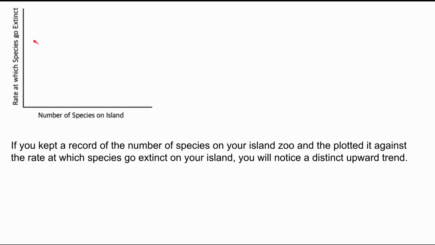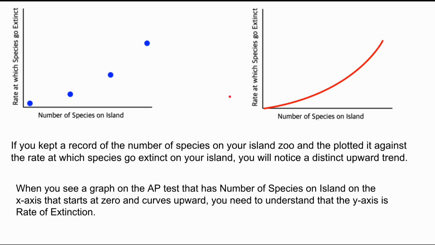So instead of this being distance from the mainland, this is rather the rate of arrival. This is going to be the rate at which species go extinct. Now, if there's only one species on here, there's not much competition. It's likely to survive as long as the resources it needs are on the island. But as time goes by and I add species to the island, the rate at which species go extinct is going to begin to increase in a nonlinear fashion. And so if I make a graph, I'll see it look like this.